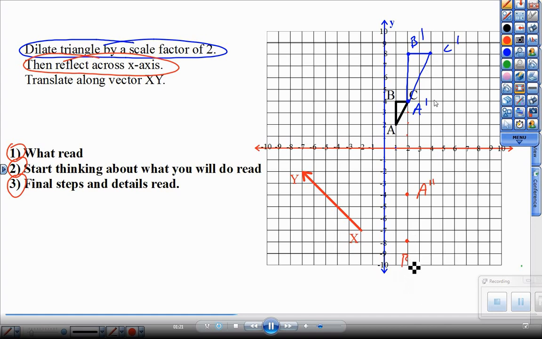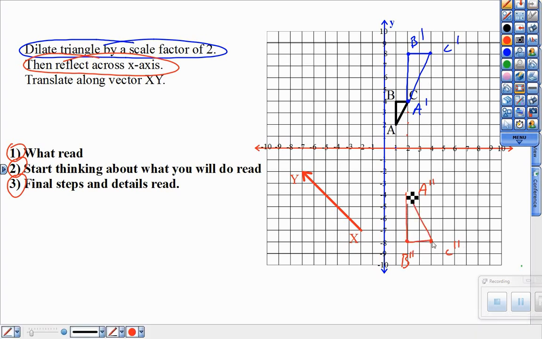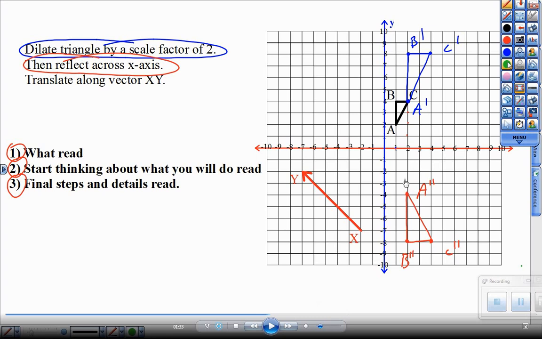C prime, 8 boxes directly across that line of reflection, C double prime directly across that line of reflection, 8 boxes below. Again, equal distance on either side of that reflection line. Easily seeing that's a flipped or a reflected image after it had been dilated or made twice as big.